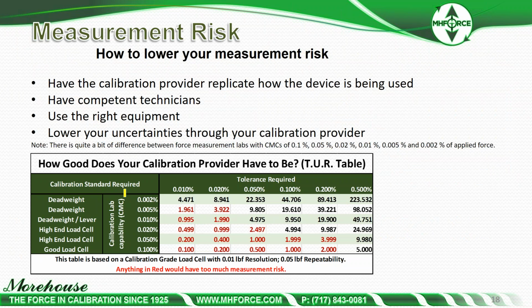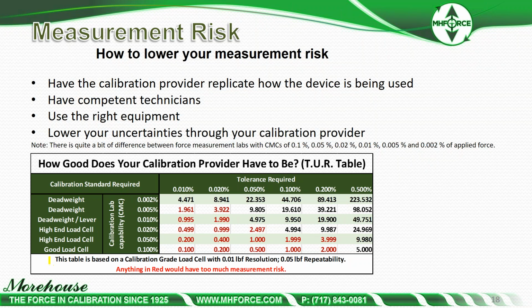This next one has a better TUR table. If you're concerned with lowering your risk, take the measurement risk webinar. We have papers on that. Have the calibration provider replicate how the device is being used. That is the most important thing. Have competent technicians. That's almost equally important. Use the right equipment. Lower your uncertainties through your calibration provider. And there's quite a bit of difference between CMCs of 0.1, 0.5, 0.2, and this table really shows you.